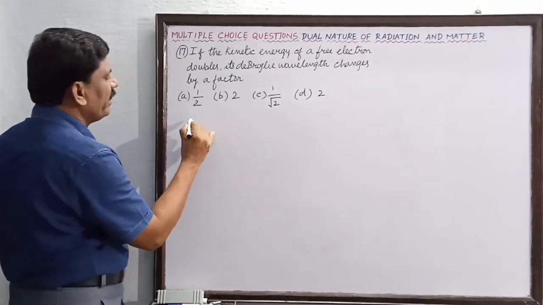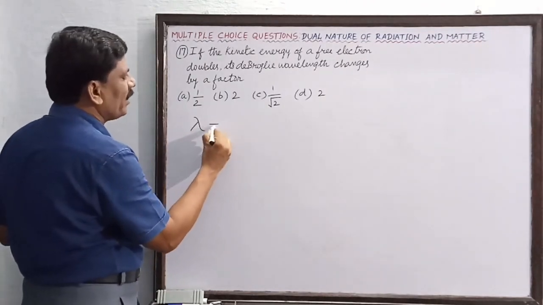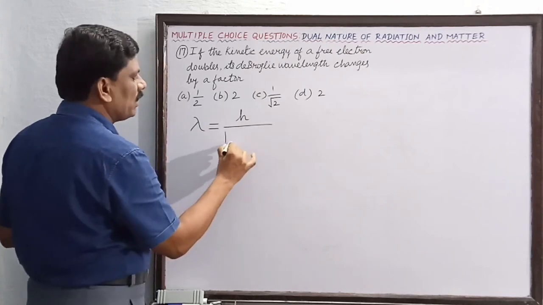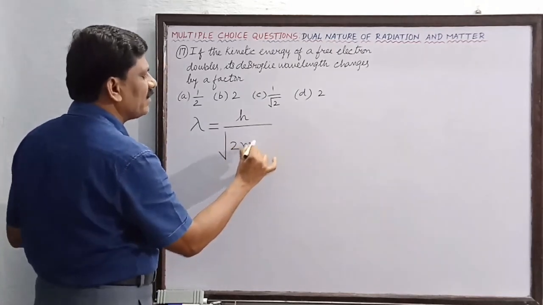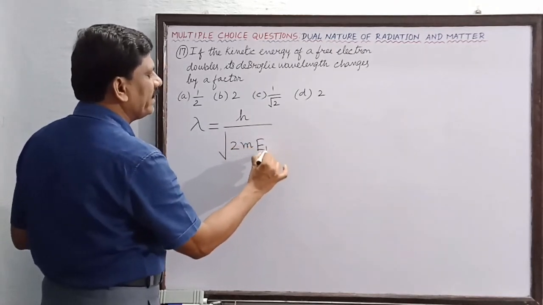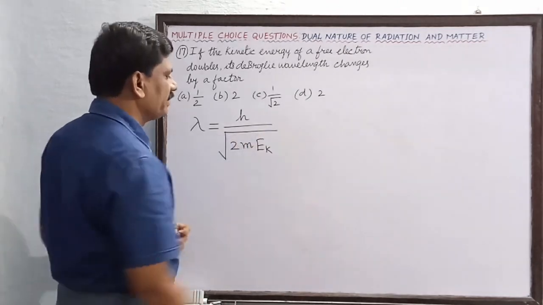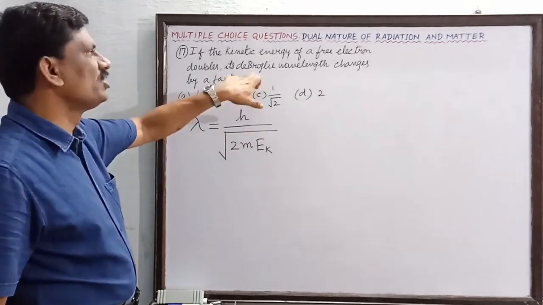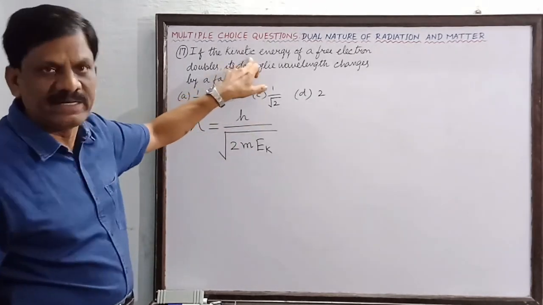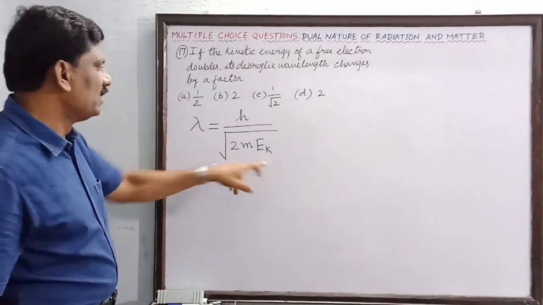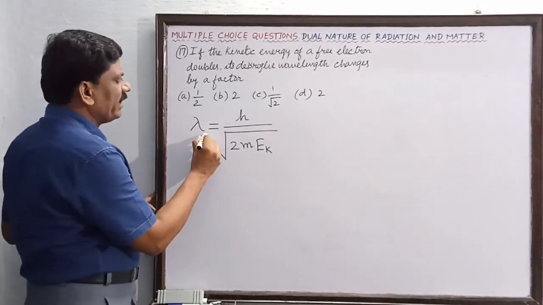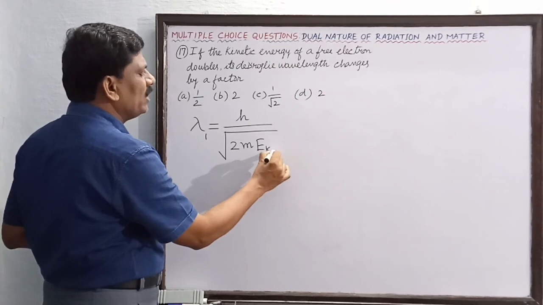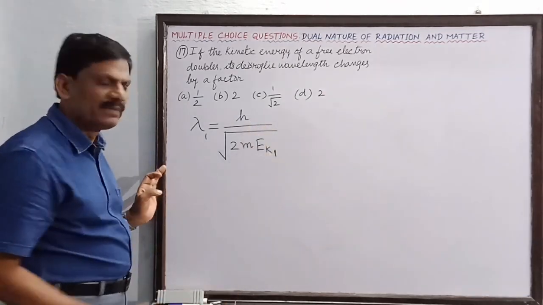So the de Broglie wavelength lambda of a particle is equal to h divided by square root of 2 into mass of the particle m into the kinetic energy of the particle Ek. This is the expression we are supposed to write because it is a relationship between the de Broglie wavelength and the kinetic energy. Okay students, so first I will take lambda 1 equal to h divided by square root of 2m into Ek1.